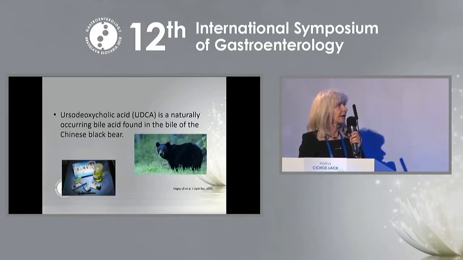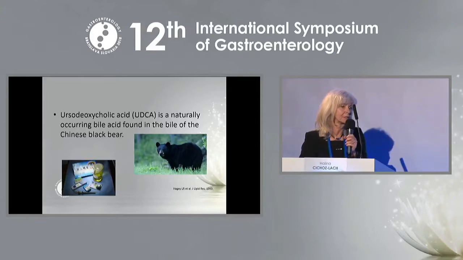Chinese black bear bile has been used for many, many years by practitioners of Eastern medicine, and then it was commercially synthesized and made available as a hepatoprotective agent in Japan since the 1930s. Since the 1970s, UDCA has been used in Western human medicine.